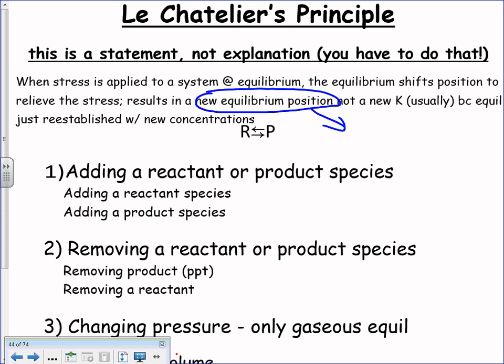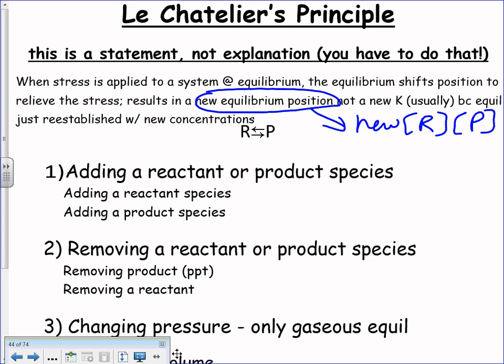Anybody got any idea? Right. It's going to establish new concentrations of reactants and products. Okay, but what about the K value? Will the K value change when I change the concentrations of these reactants and products? No, because I can keep the ratio between the reactants and products the same.